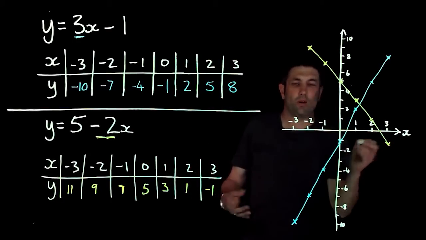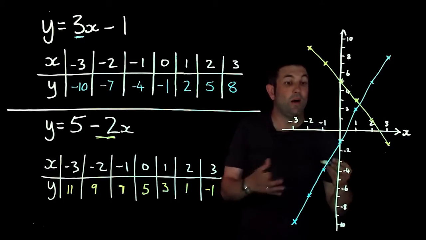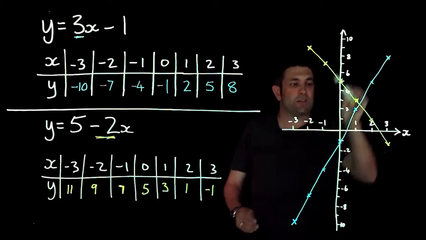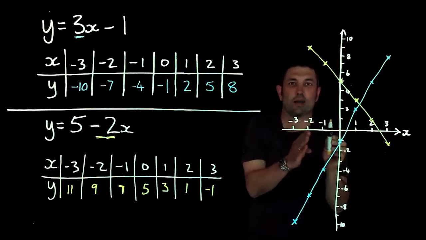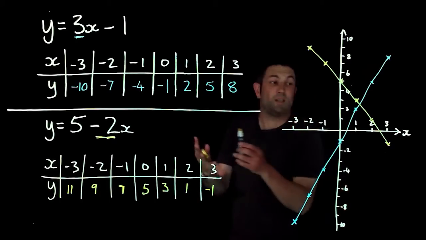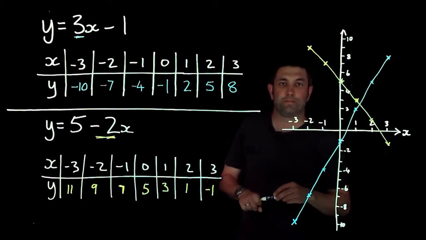Make sure your points are all in line. Don't forget along the corridor, up the stairs. Watch out for the scales. The scales on the y-axis might be different from the scales on the x-axis. They will do that to throw you a little bit. It'll look a bit weird, but basically it's just plotting points.